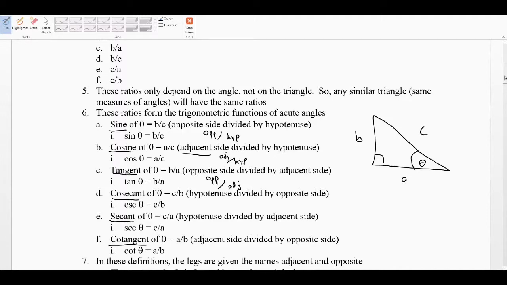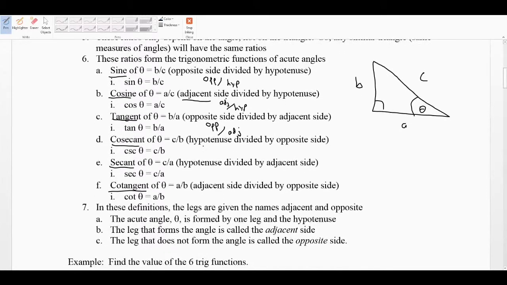Now cosecant, secant, and cotangent follow along with it. Cosecant is the reciprocal of sine. It's hypotenuse over opposite. So if sine is B over C, then cosecant is C over B. Or if you want to look at the angle, if it's hypotenuse over the adjacent, C is the hypotenuse and A is the adjacent. These are just definitions. You need to really memorize these. Secant is the hypotenuse over adjacent.